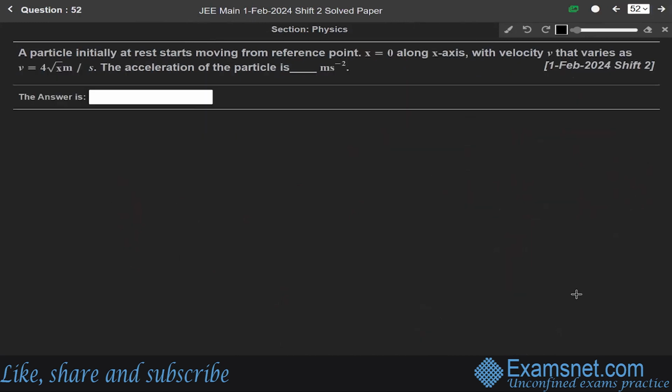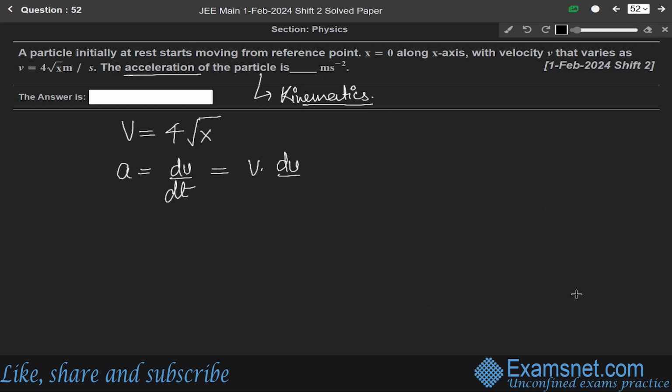Now next question, 52. A particle initially at rest starts moving from reference point x equals 0 along the x-axis with velocity v that varies as v equals 4 root x meter per second. So we have to find the acceleration of the particle. Okay. So this question is from the chapter of kinematics. In this question, we are given velocity v, which is 4 root x meter per second, and we have to find the acceleration, and we know that acceleration is equal to del v over del t. Also it is equal to v del v over del x.